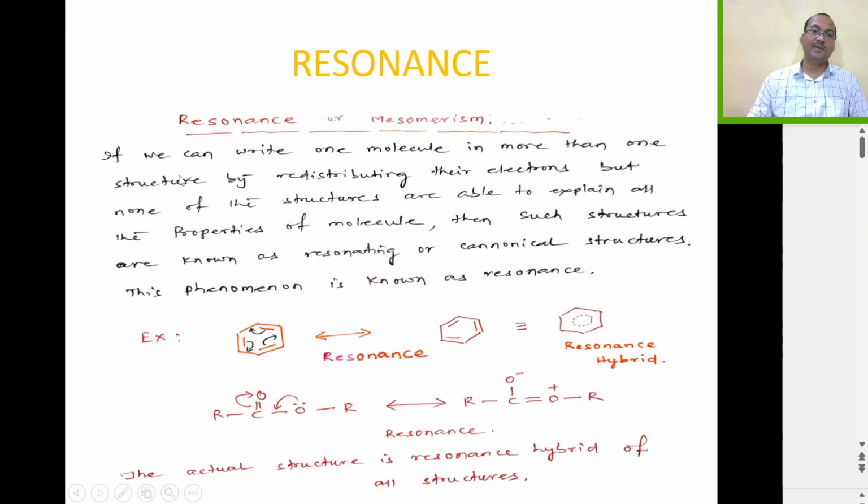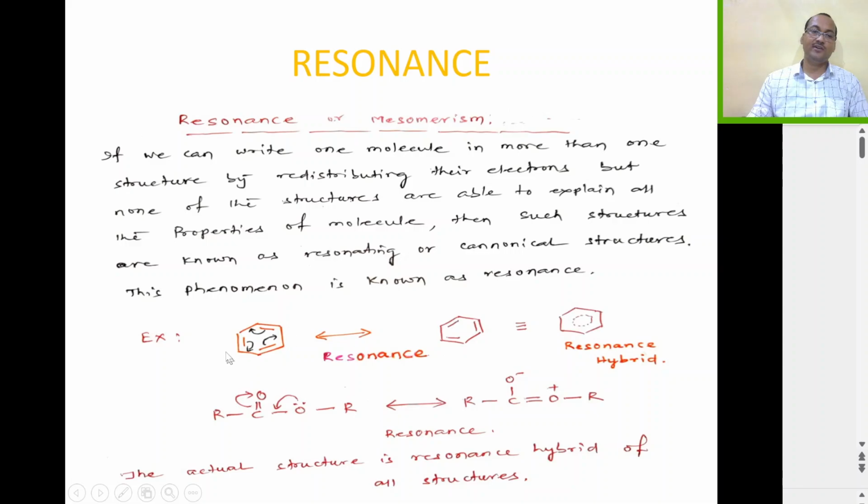So what is happening here? If we write one molecule in more than one structure by redistributing their electrons, but none of the structures are able to explain all the properties of the molecule, then such structures are known as resonating or canonical structures, and this phenomenon is known as resonance.